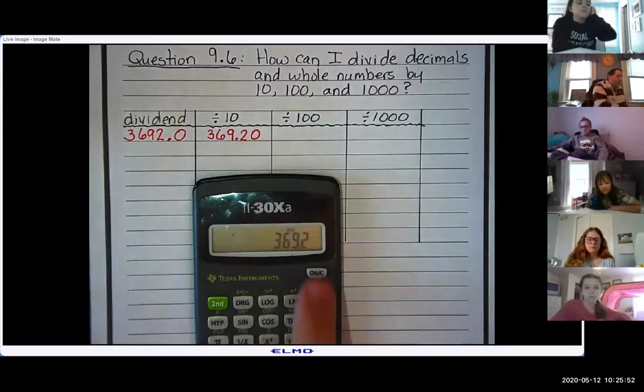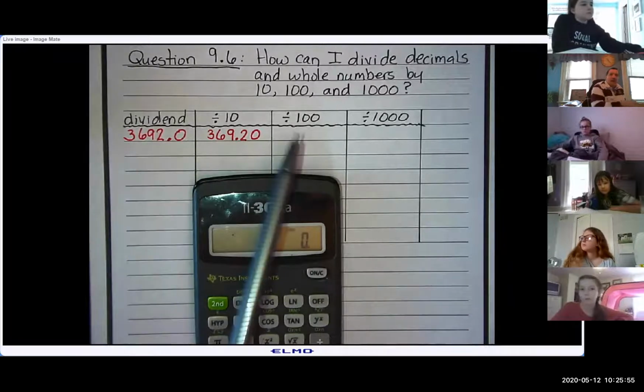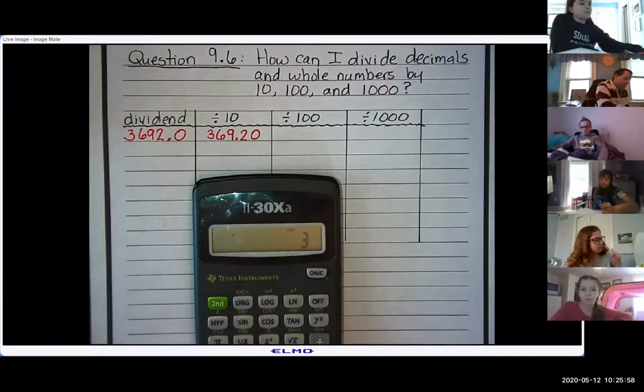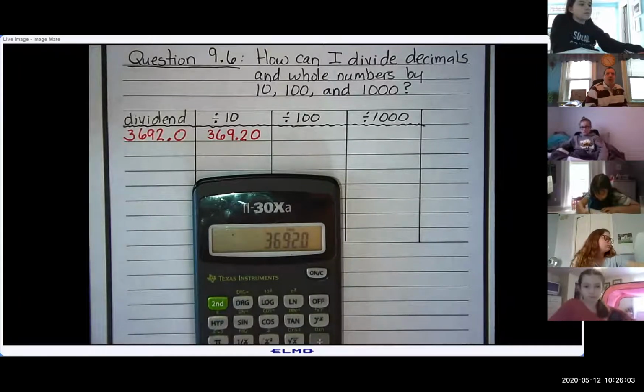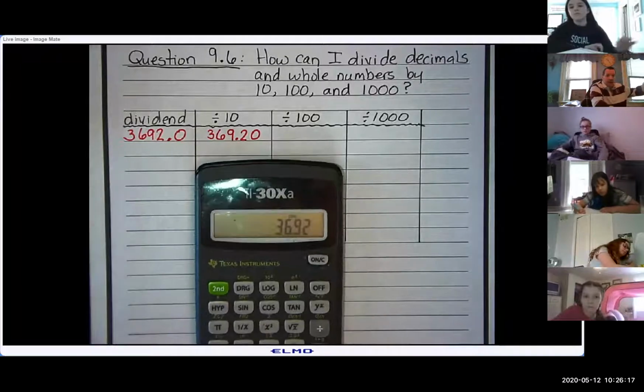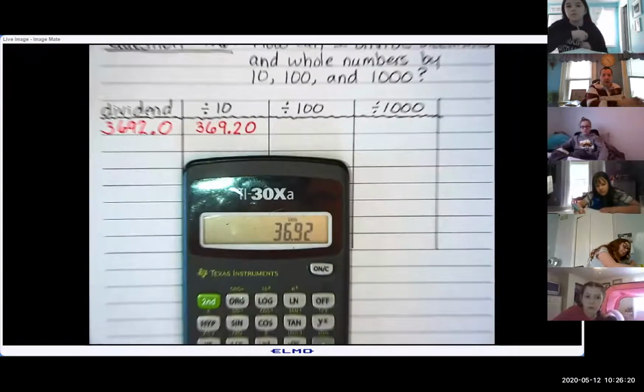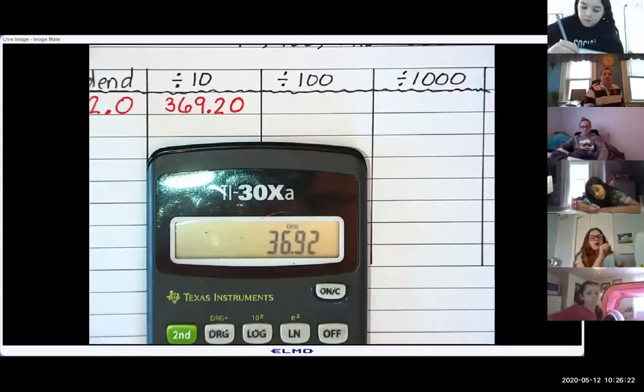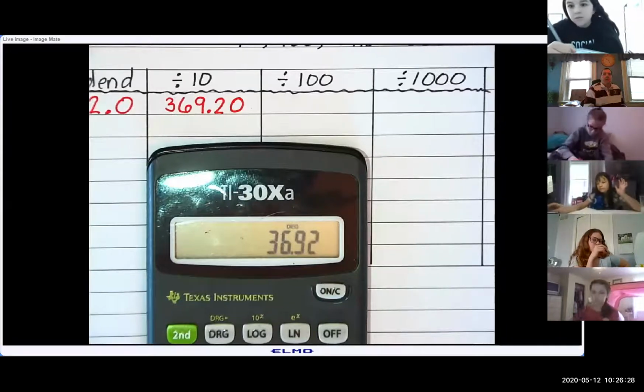Let's see what happens if we take 3,692 and divide it by 100. 3,692, I always stop and check to make sure that I've entered my data correctly. Divided by 100. I'm going to zoom in just a little bit. I want to make sure you can see the calculator readout there. Is that better? What's the answer? What's the answer? Grant?